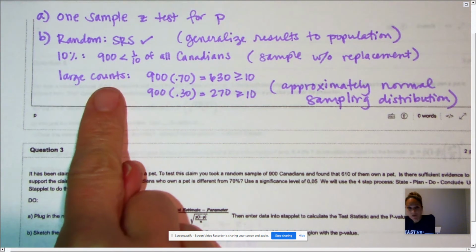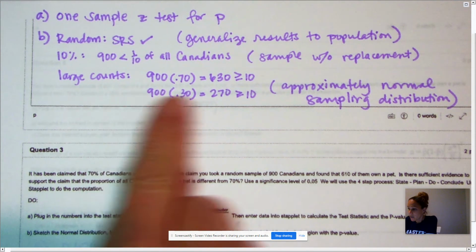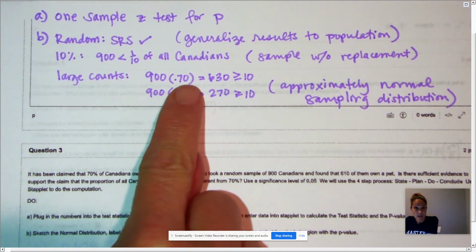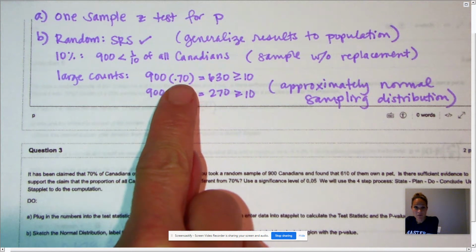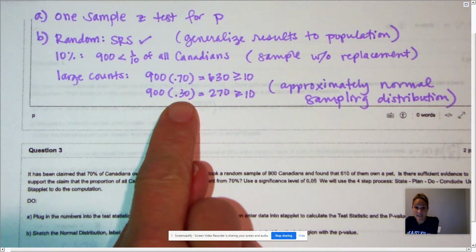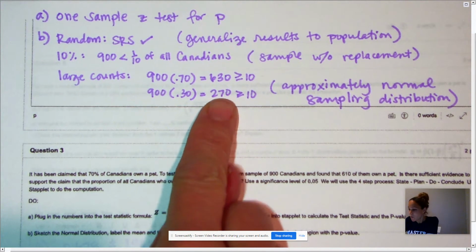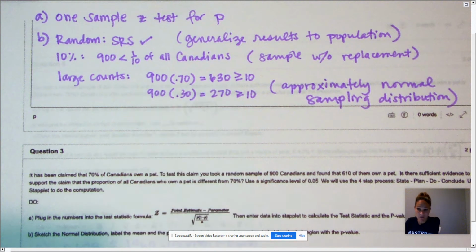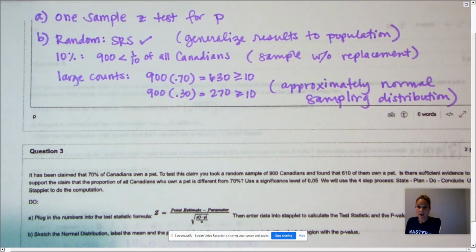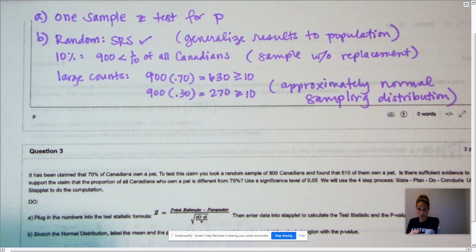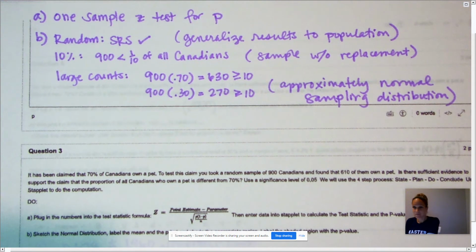Okay, then large counts here. We have a sample size of 900, and then we use the assumed value in our null hypothesis that the proportion is 70%. So 1 minus 70% is 30%. When we multiply those out, we see that there will be at least 10 people in each group, which tells us that the sampling distribution will be approximately normal, and to find our p-value, we can either use Table A or the normal distribution, which is where Table A comes from.